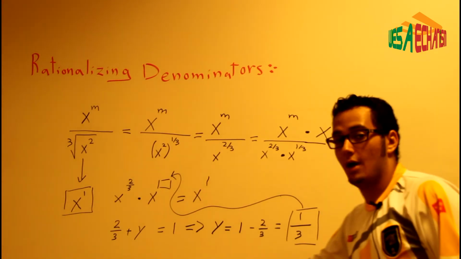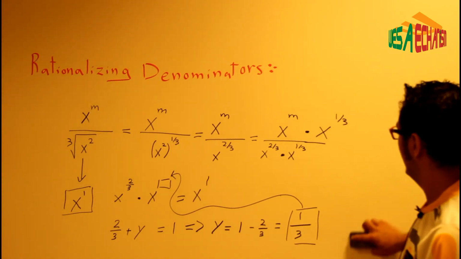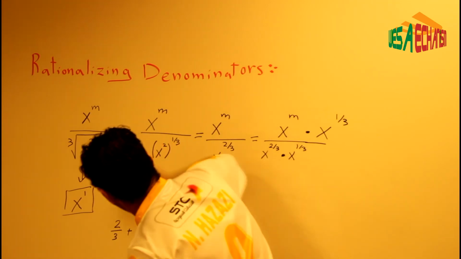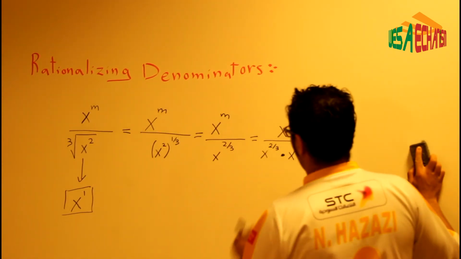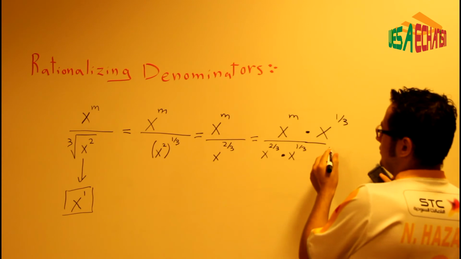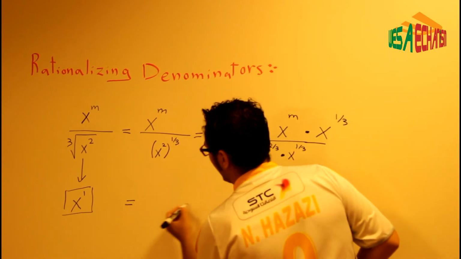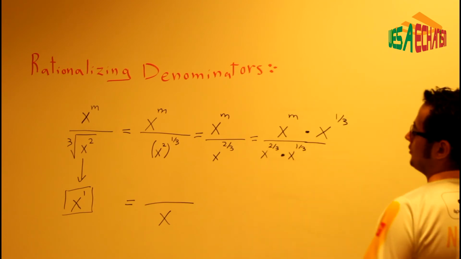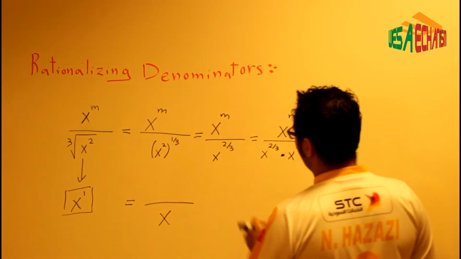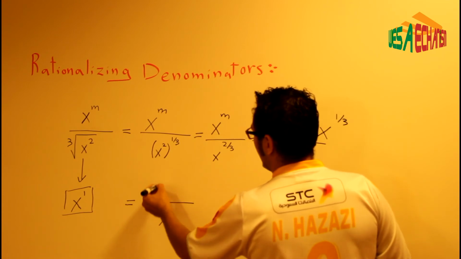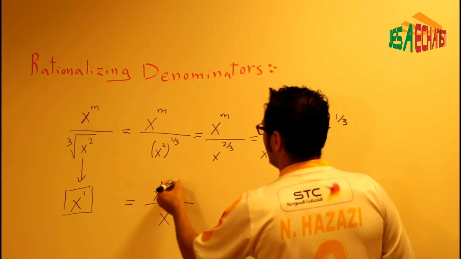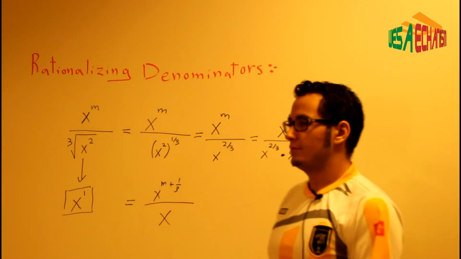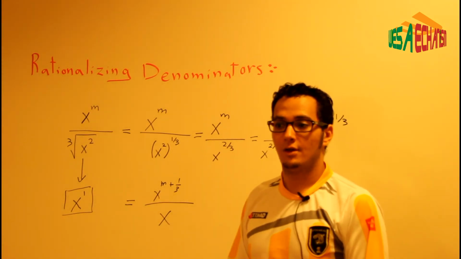I hope the camera is capturing everything. Let's delete this for the moment. And we are here right now. So the final answer is x to the power 1, because 2 over 3 plus 1 over 3 is 1, as we solved earlier. And the numerator is going to be x to the power m plus 1/3. This is your final answer. This is how to solve it.